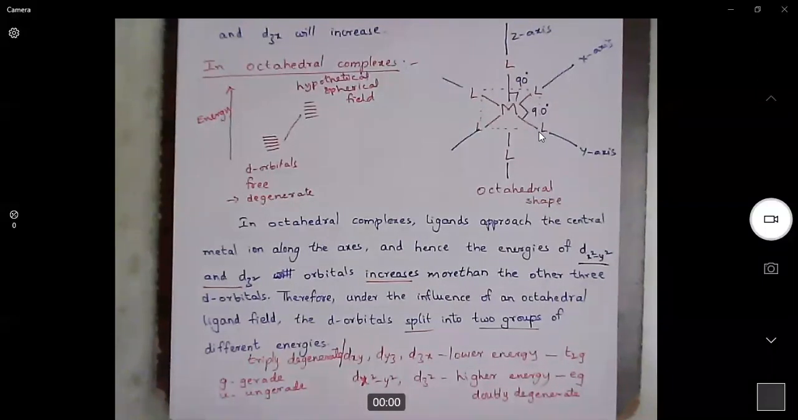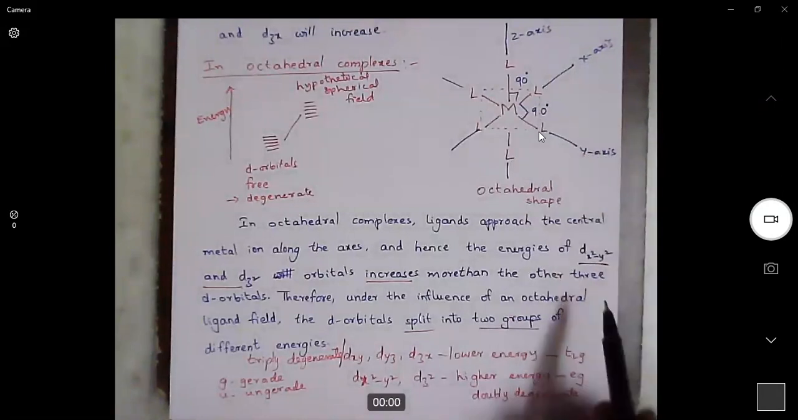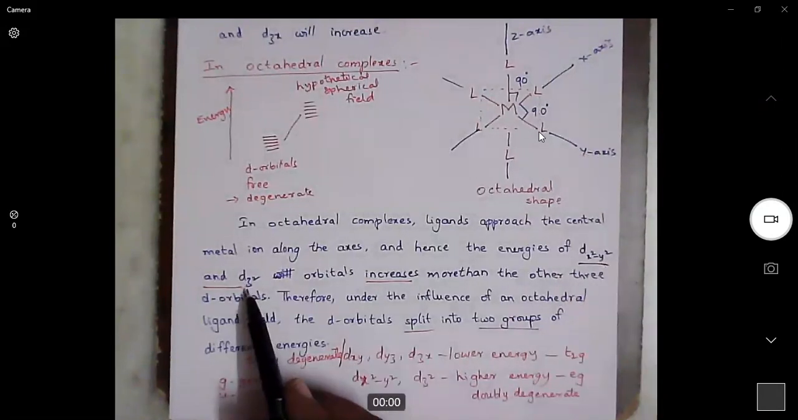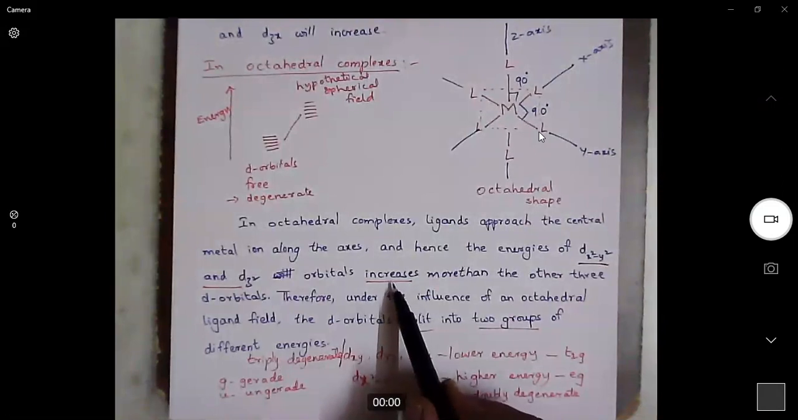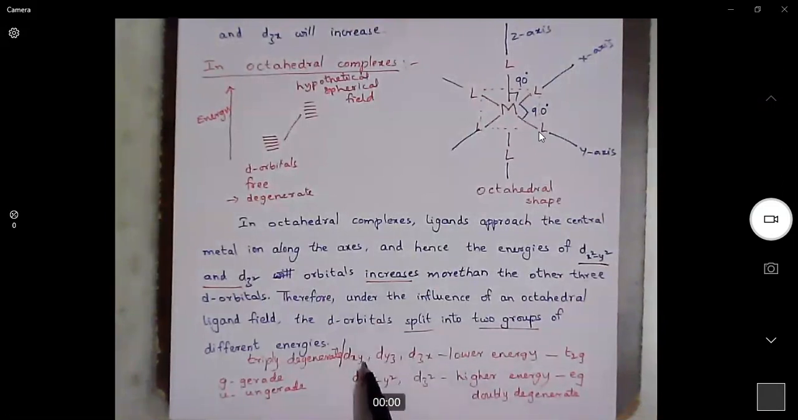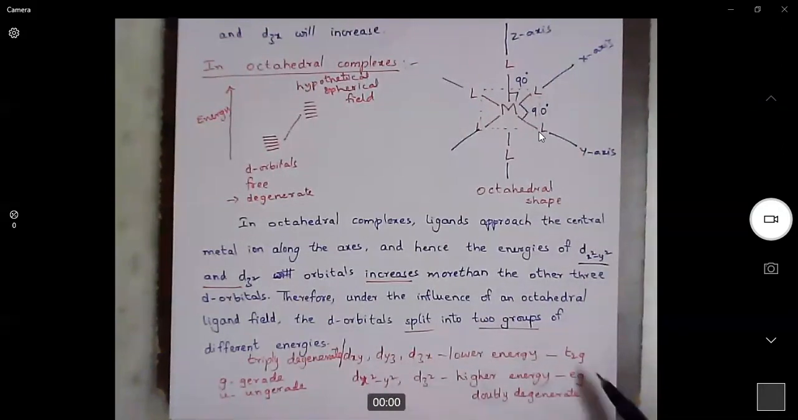So in case of an octahedral complex, what is happening? The ligands are approaching the metal along the axis. So the orbitals dx square y square and dz square, which are distributed along the axis, will experience greater repulsion. Because of that, they will increase their energy. The other three orbitals are distributed in between, so they don't have repulsions, so they will decrease their energy. So in an octahedral complex, the 5d orbitals are split into two categories: lower energy T2G and higher energy EG.